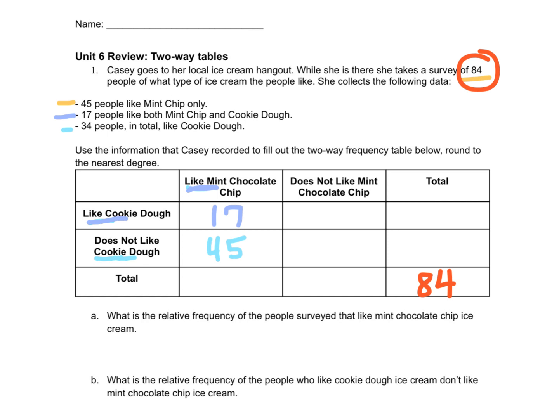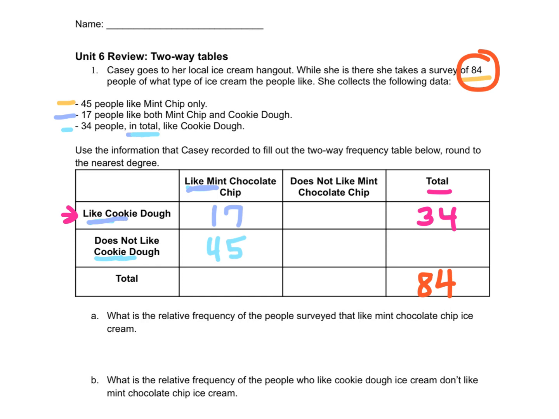And our last piece of data, 34 people in total like cookie dough. So here's our row of likes cookie dough, and here's our total. So 34 in total. Okay, so look at those spots. Now from there, we should be able to complete the rest of the table.